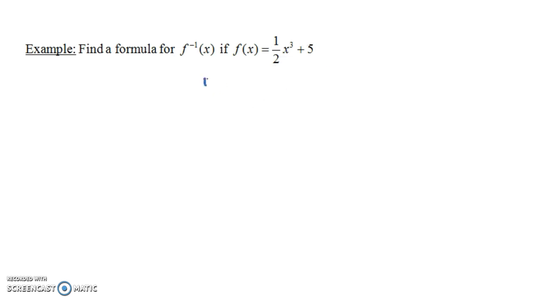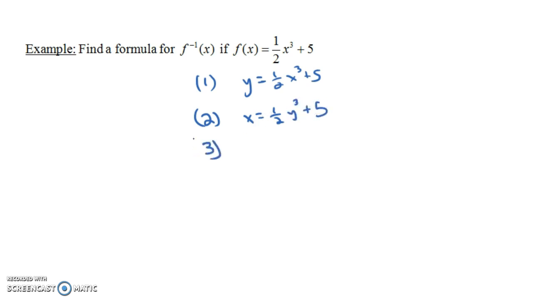Well, remember, the first step is to replace f of x with y. So we have y equals 1/2 x cubed plus 5. We're just using y instead of f of x. The second step is to interchange x and y. So everywhere we see an x, put a y. Everywhere we see a y, put an x. So we have x equals 1/2 y cubed plus 5.